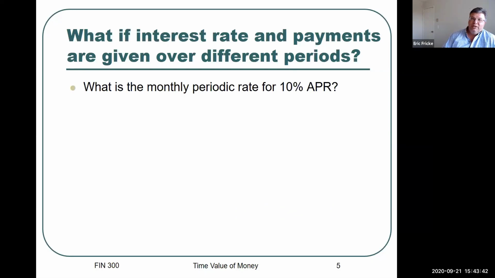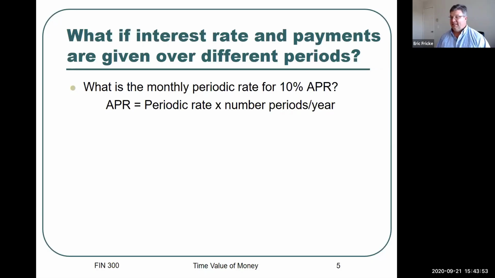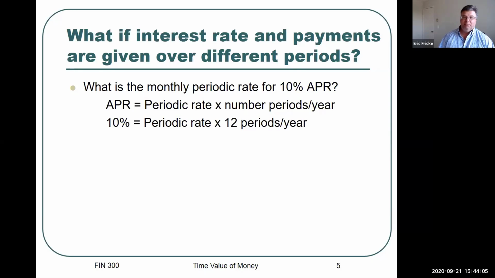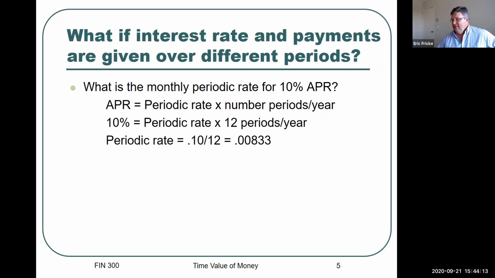So the first question then is, what is the monthly periodic rate for 10% APR? This is the formula that we covered last week. The APR equals the periodic rate multiplied by the number of periods per year. In this case, 10% equals the periodic rate times 12 periods per year. So we'll just do a little algebra, and we can solve for the periodic rate, and it's going to be 0.00833. So that's that interest rate R that we need in our math calculation or in Excel.